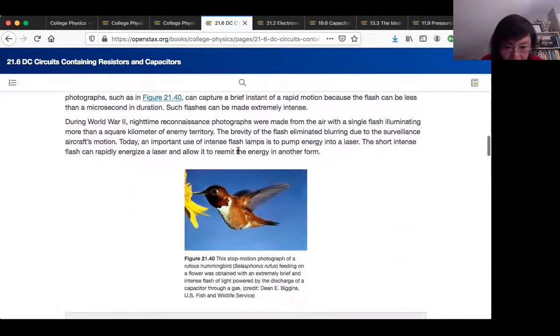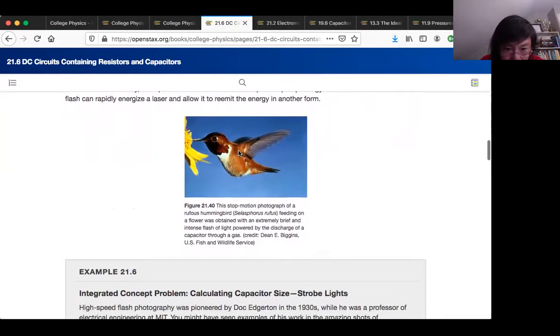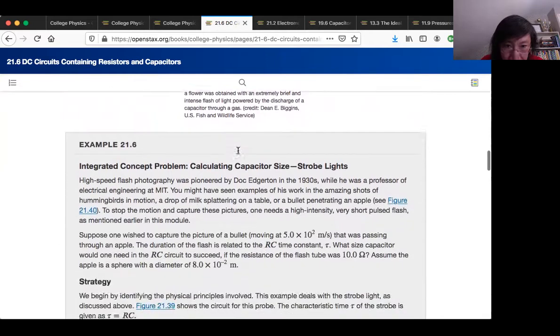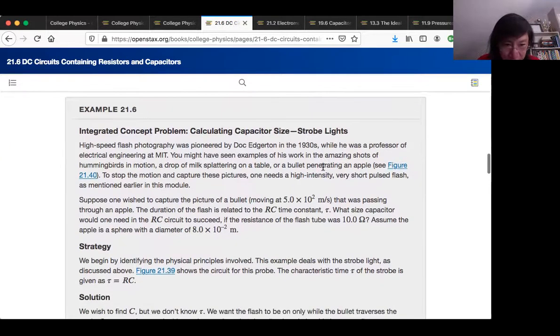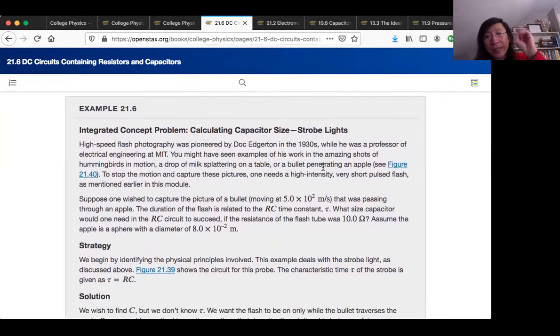So here's an example that was used about calculating capacitor time. It's called strobe lights. Like I said, disco ball, something like that. Strobe lights, or like a flash bulb. Nowadays, we use electrical flashes. They're usually pretty digitized, in your phones, in your cameras. But in the olden days, you had a flash bulb. Same difference.